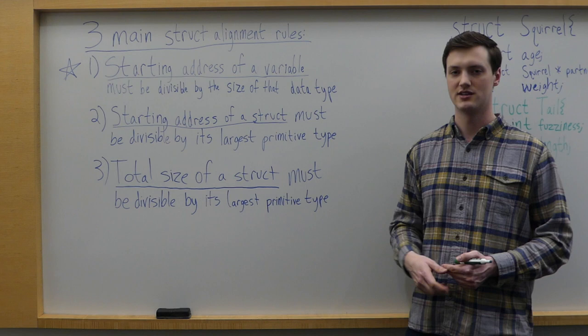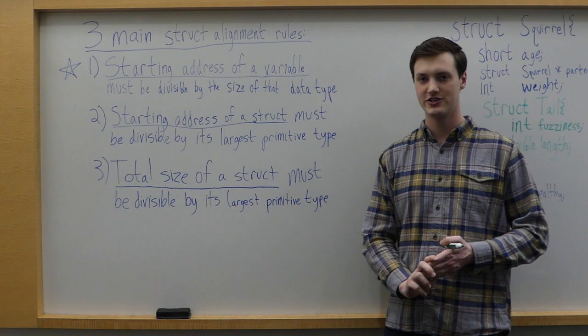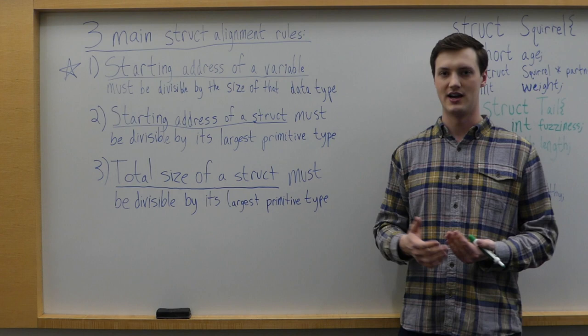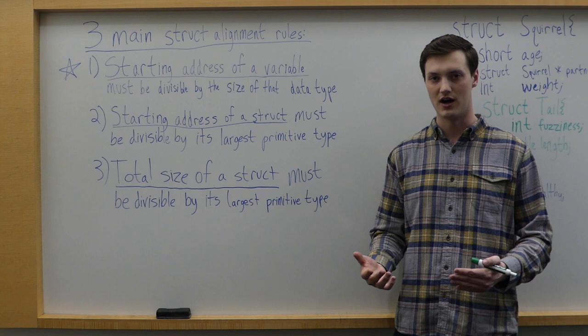But now let's say we have 7 chars and 1 integer. Again, our largest primitive type is an integer, which is 4 bytes. So the total size of this struct needs to be divisible by 4. If we have 7 chars and 1 integer, that would be a total size of 11, because 7 plus 4 is 11. But 11 is not divisible by 4. So what we would have to do is add 1 byte of padding to make the size of the struct 12. That would fulfill this third rule. So that's just a brief overview of these rules.